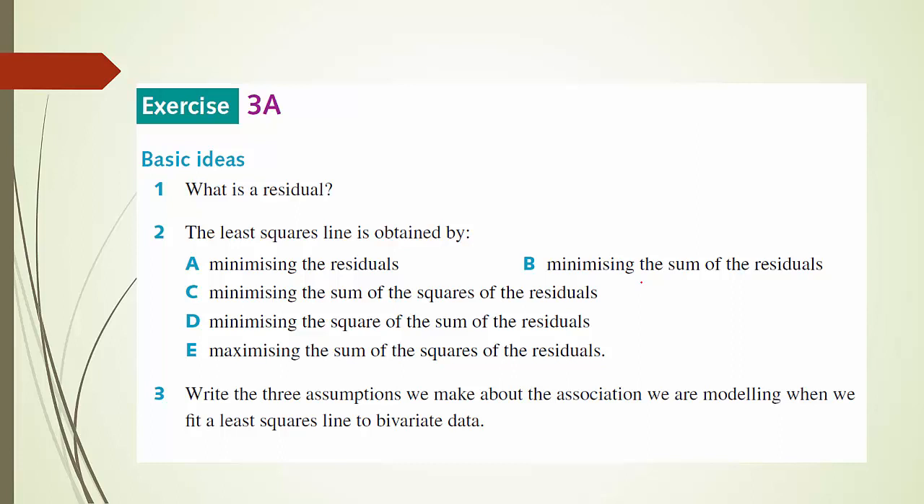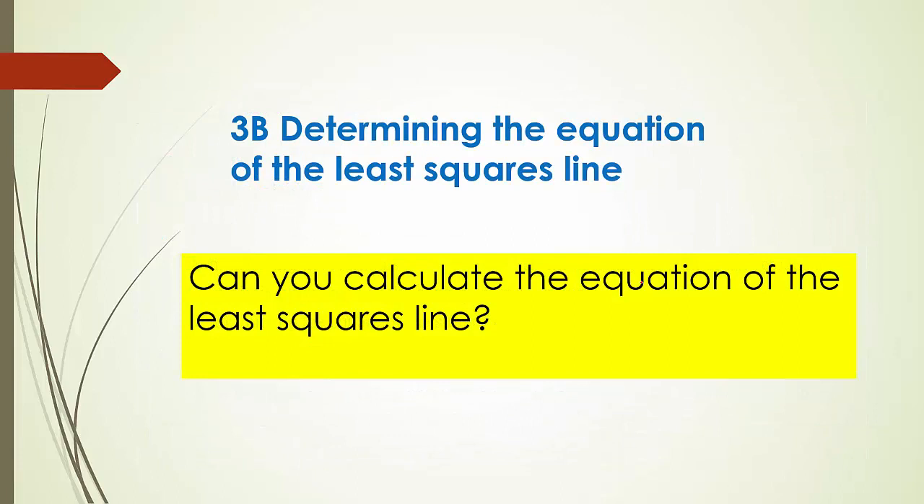Right, the 3 assumptions we make about the association. Well, it's got to be linear, no outliers. So numerical data, linear pattern, and no outliers. Otherwise, it just doesn't work. Okay, are you happy with 3a? That's 3a done and dusted.